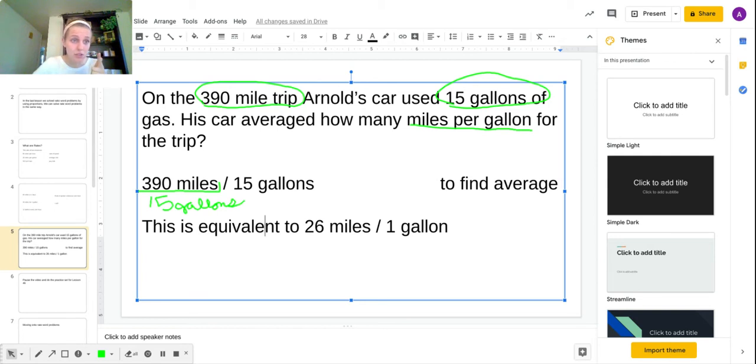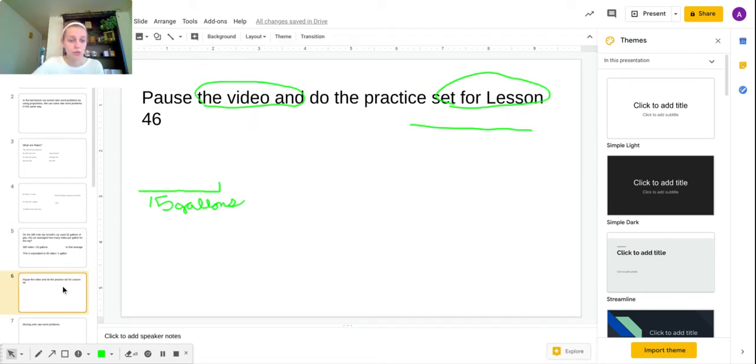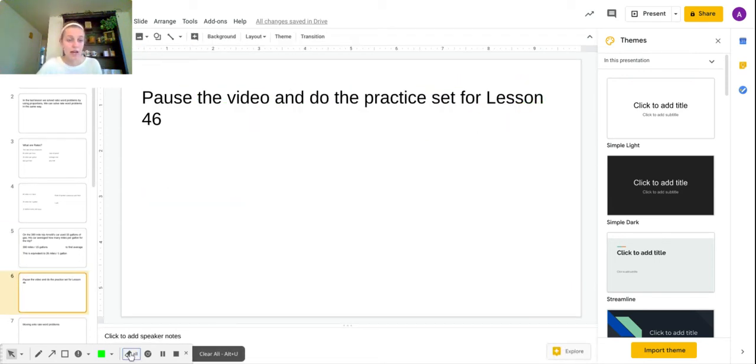If not, we need to do some work before you move on to the rest of this. So actually, I want you to go and try your assignment. It's all on the same Word doc, but I need you to pause the video, go to a different tab, open up Google Classroom or whatever you are on, and do the practice set for lesson 46. I think I didn't give you all of them, but do the practice set.